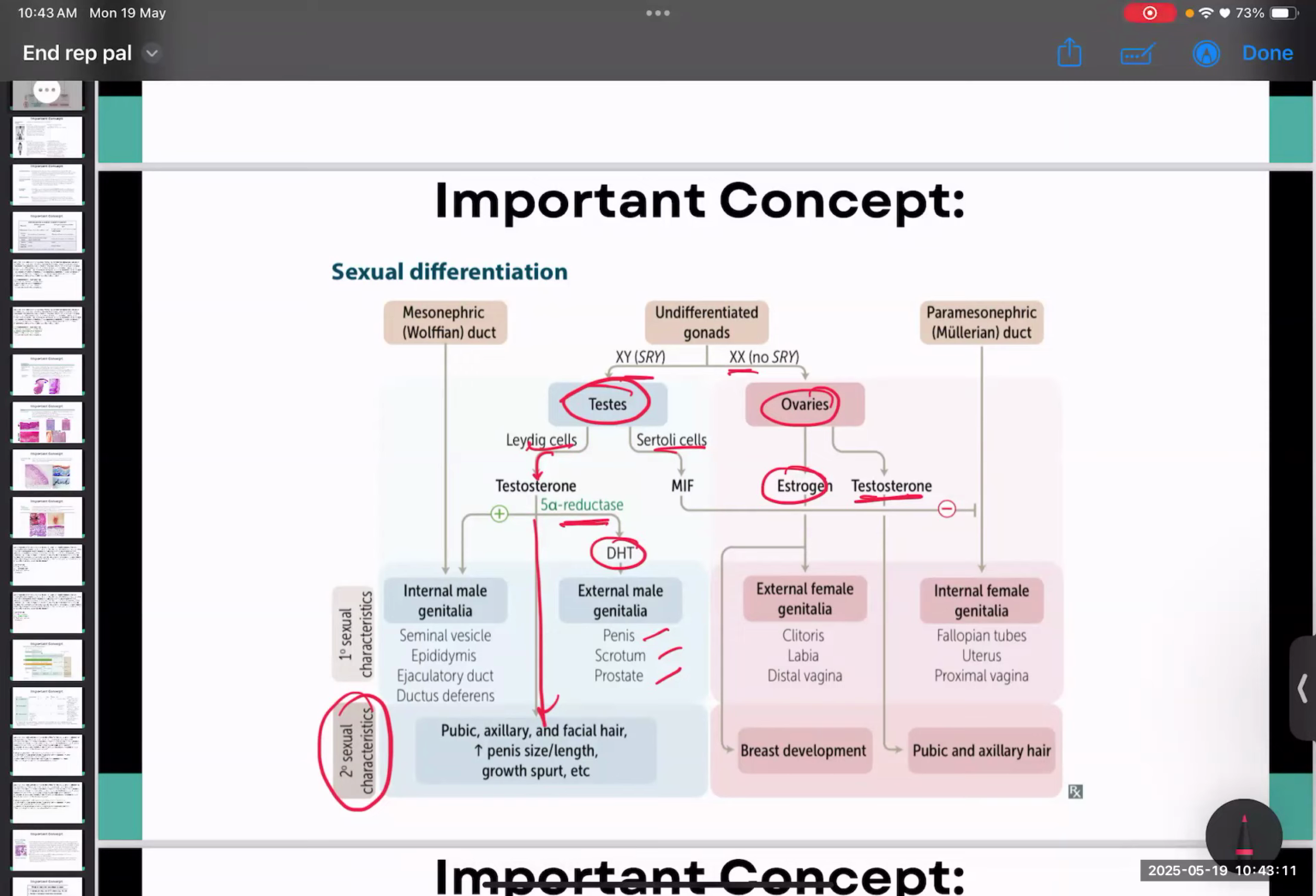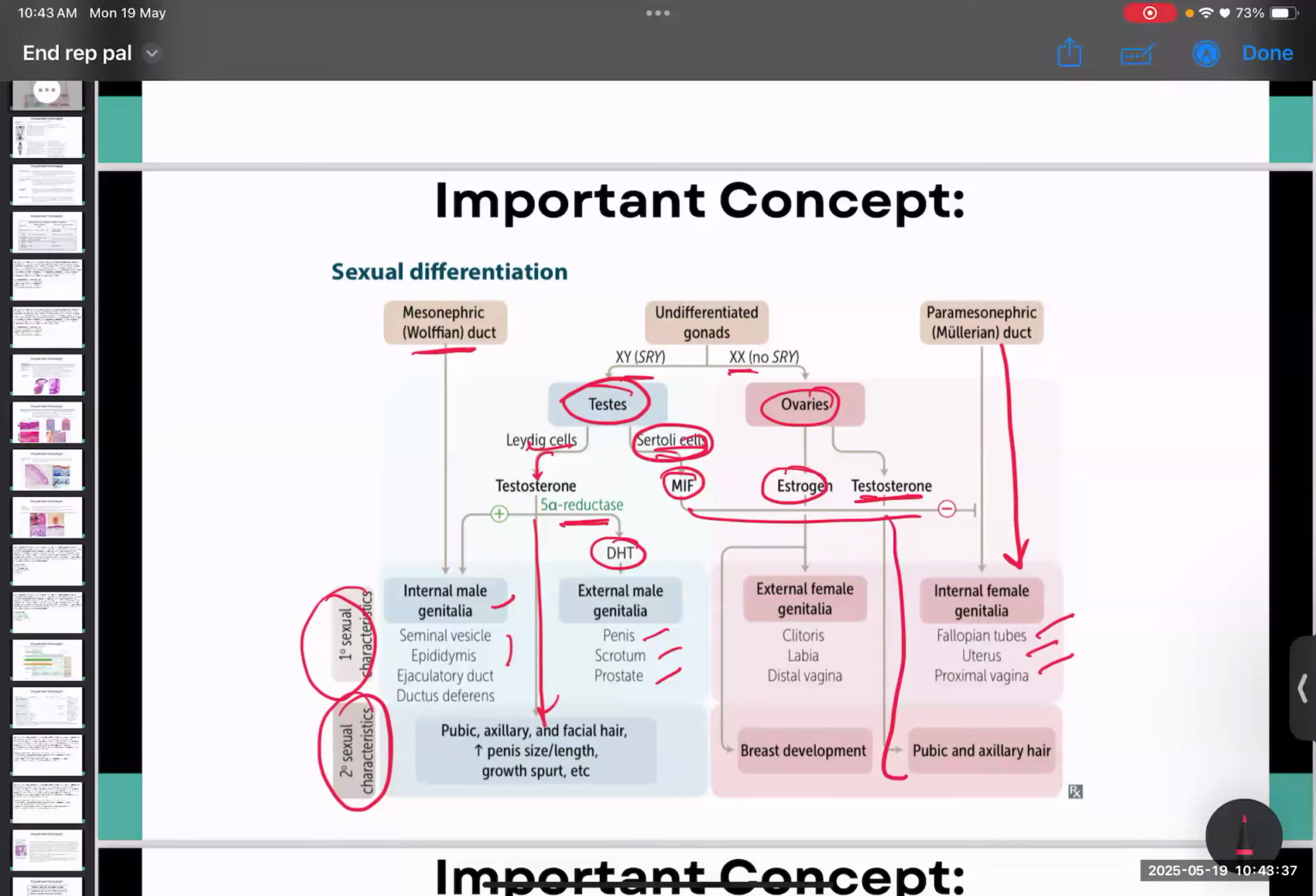And this testosterone also gives rise to your primary sexual characteristics like internal male genitalia. So that would be seminal vesicles, epididymis, all of that stuff, which comes from your Wolffian duct. The Sertoli cell's main function right now is to release Mullerian inhibitory factor, which prevents the formation of Mullerian duct into your internal female genitalia, which includes the fallopian tubes, uterus, and proximal vagina.